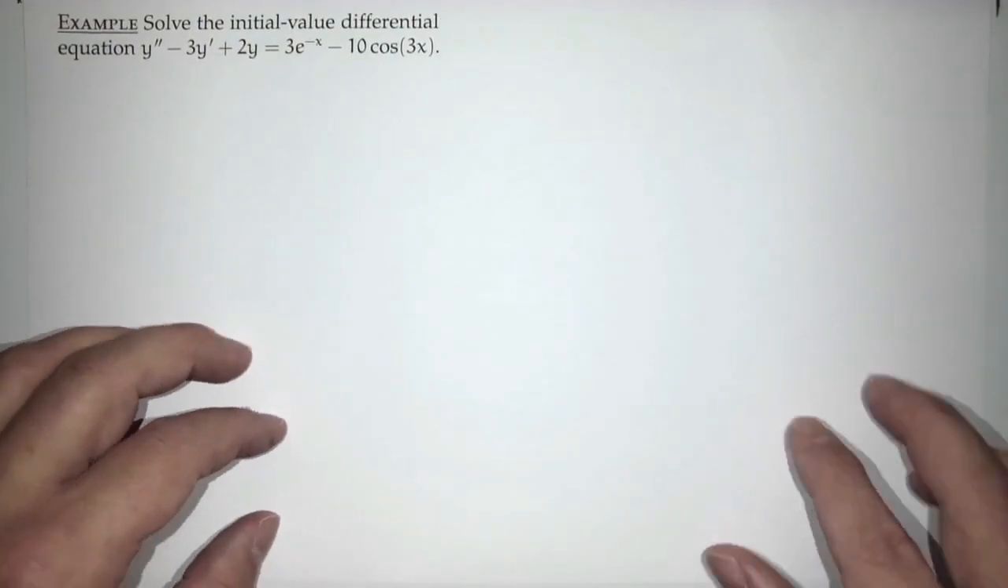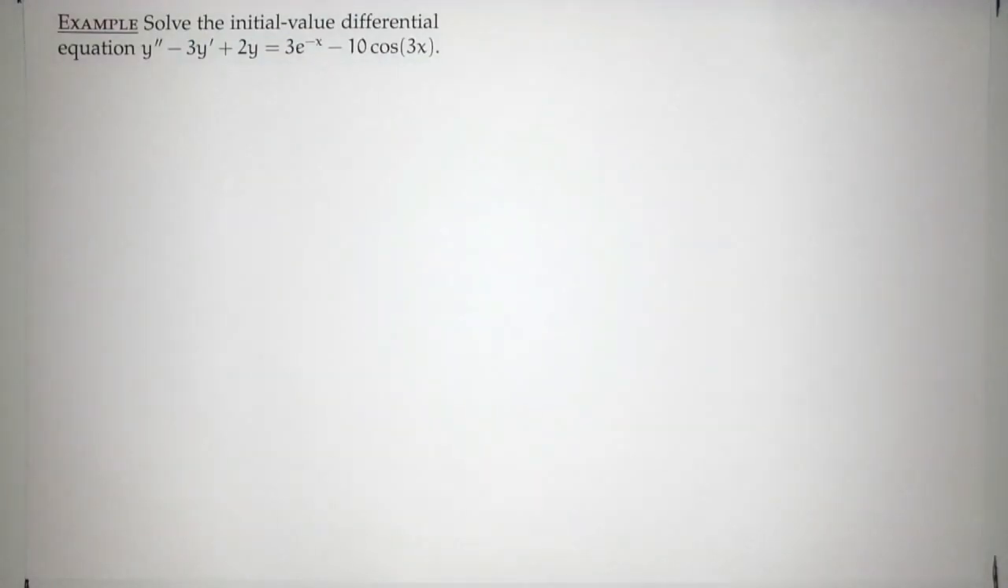Solve the initial value differential equation y double prime minus 3y prime plus 2y equals 3 e to the negative x minus 10 cosine 3x. Now, you'll notice there's something missing on this initial value problem. What's missing on this initial value problem? Yeah, you're right. Good.